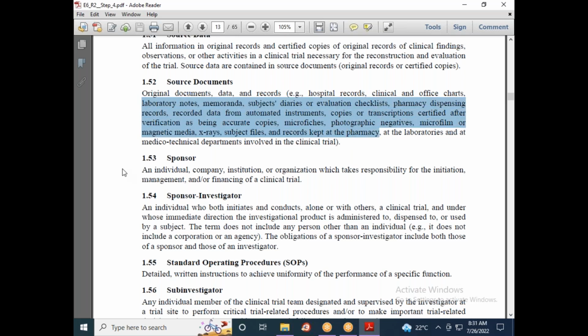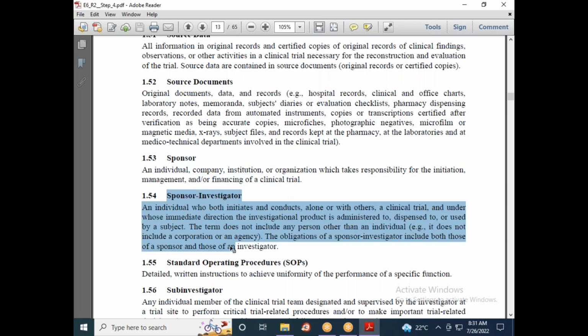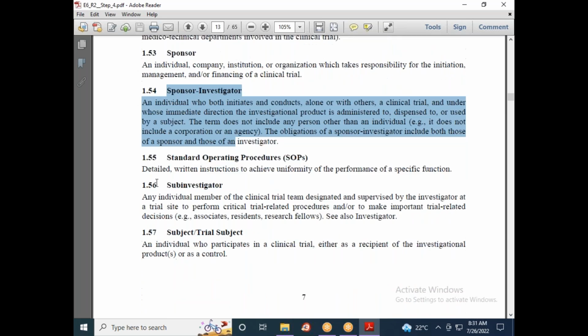So sponsor is nothing but our God. Sponsor is nothing but our God. Correct? The one who gives the money is God, right? A sponsor is an individual, company, or organization which takes the responsibility for the initiation, management and or financing of a clinical trial. Sponsor investigator: on the sponsor side you will have one lead, right? So he is a sponsor investigator.